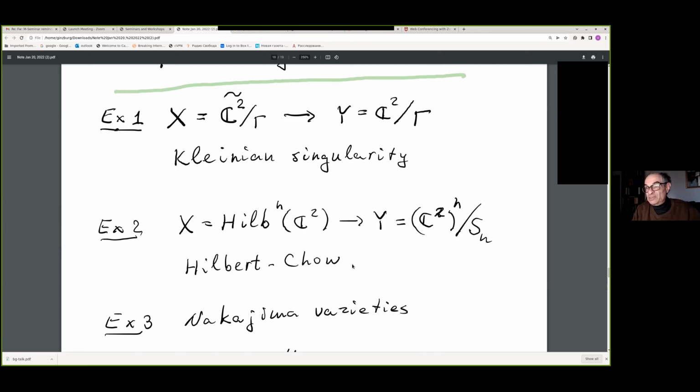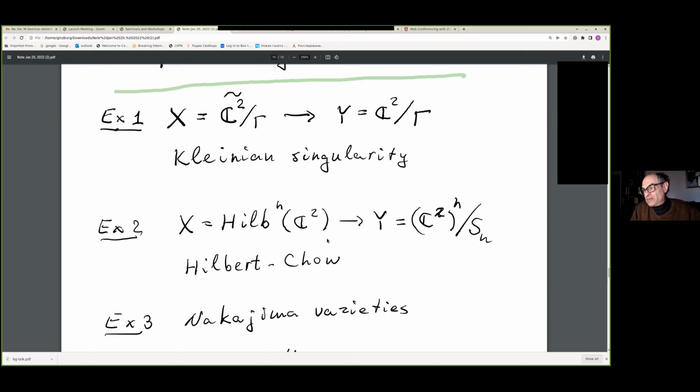The second example is also very classical. So you take n points on the complex plane, and then one has the Hilbert scheme of n points on the complex plane, and the corresponding Y. So the Hilbert scheme is not just a collection of points, it's an ideal, a more refined data related to the ideal whose zeros are those points. But one can ignore the ideal, and then one just remembers the points.